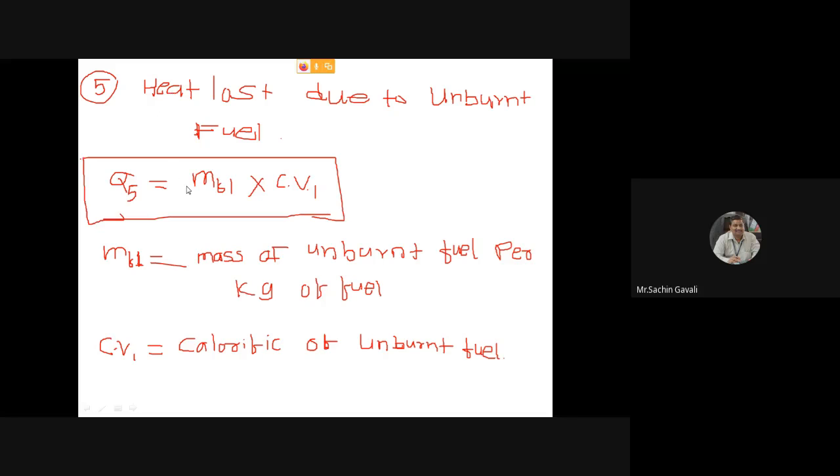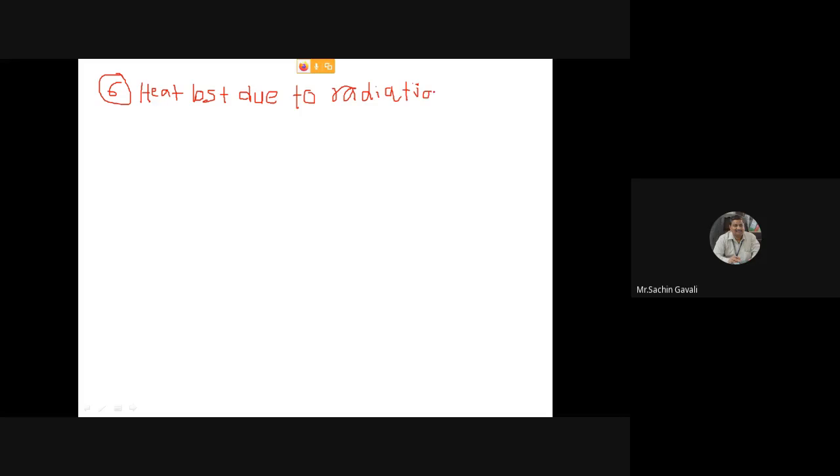Okay. Next, last loss, loss number 6. Heat lost due to radiation, or it is also called unaccounted heat loss.